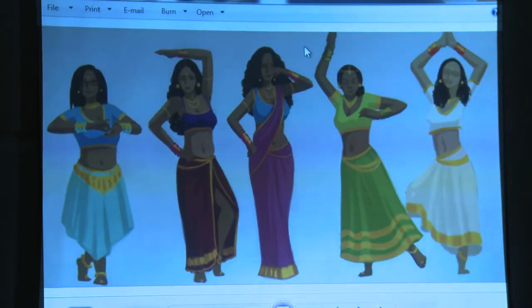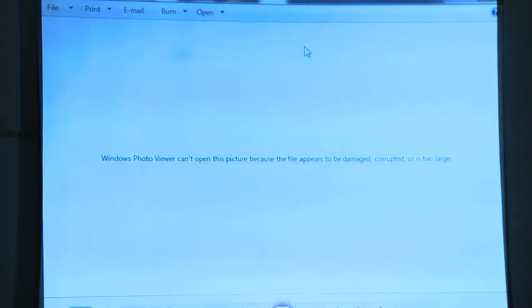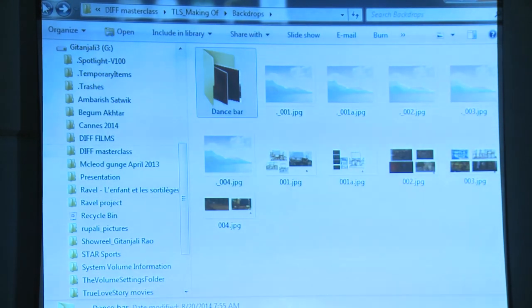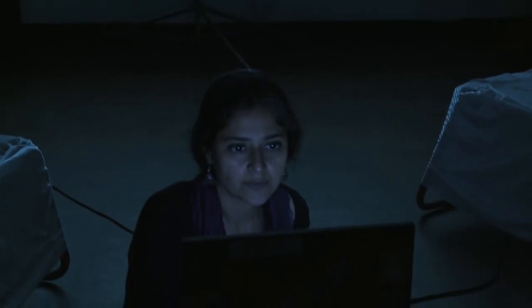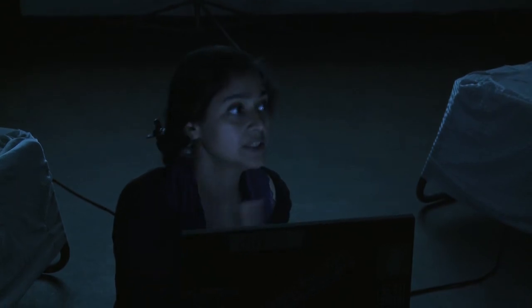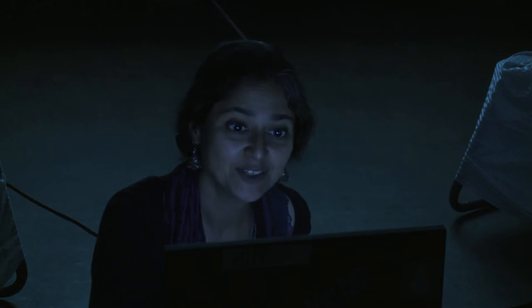The dancers also have to be designed. Then basically crowds: in live action, you just get them, they're there, you just have to clear them. In animation you have to make them. So that's a huge job. I had one animator dedicated to crowds.